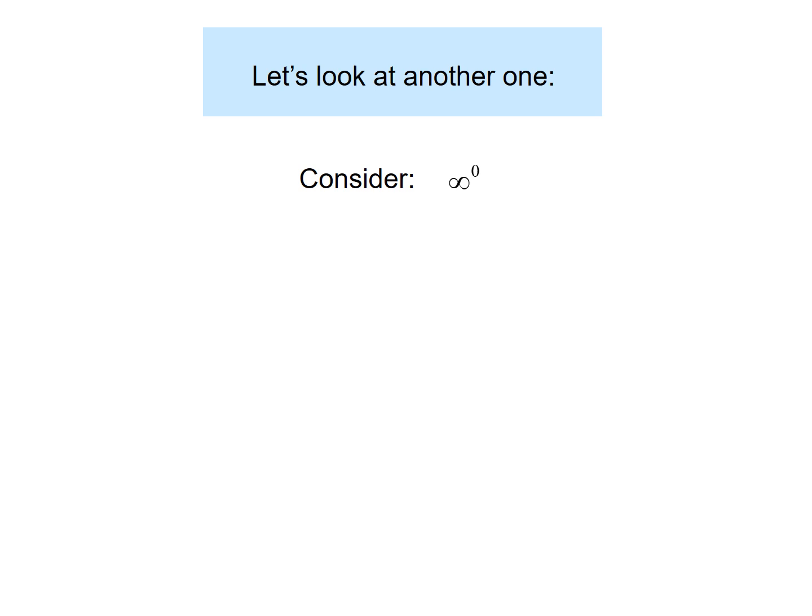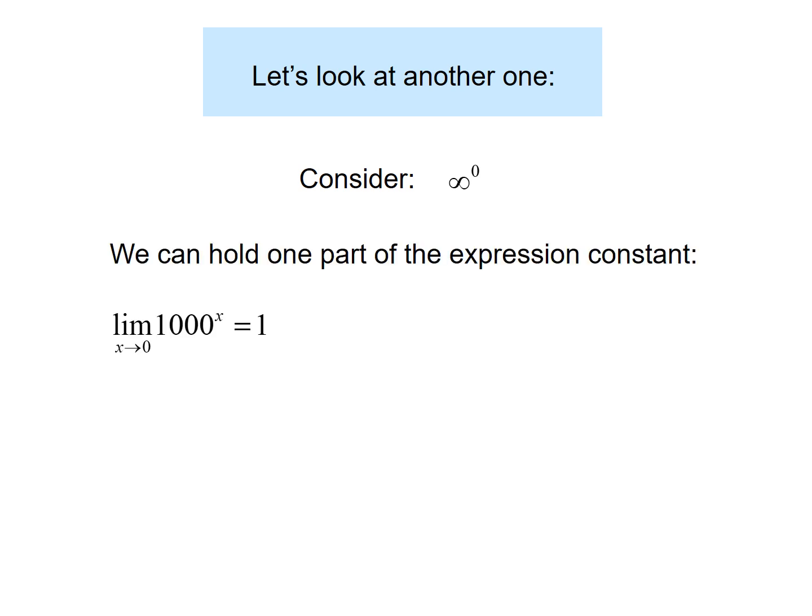Let's look at something with the form infinity to the power of 0. So we take a limit of a function raised to another function. The bottom function is approaching infinity, the top is approaching 0, and we ask ourselves, what is this limit approaching? Well, if we hold the base constant at 1000, so we have a large number there, the top is approaching 0, a constant raised to the power of 0 would be 1.